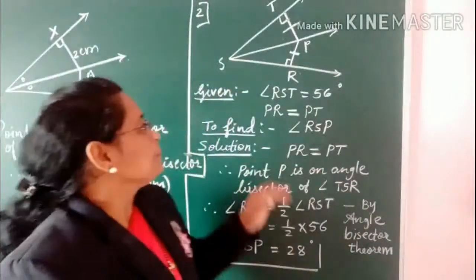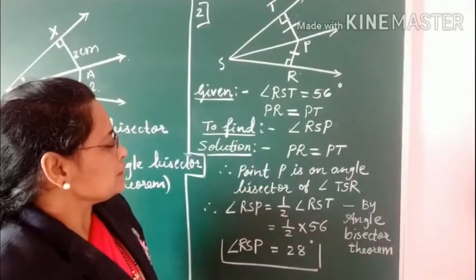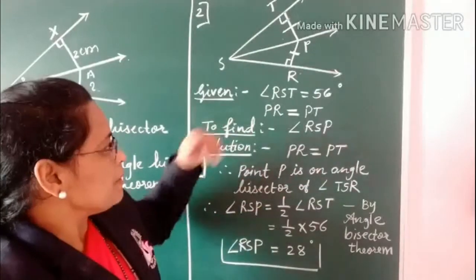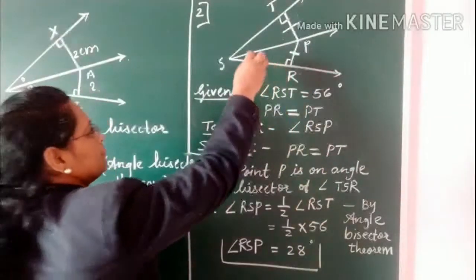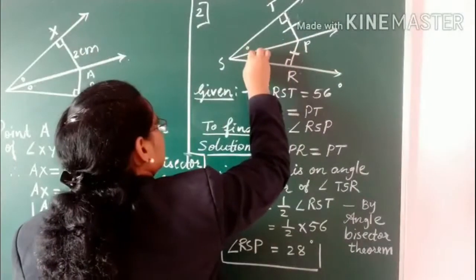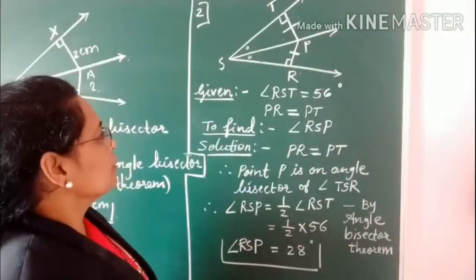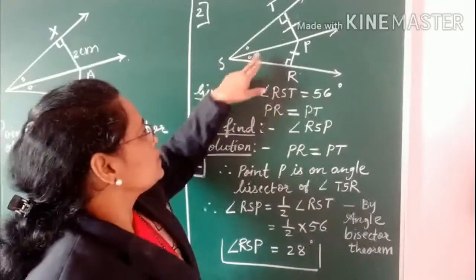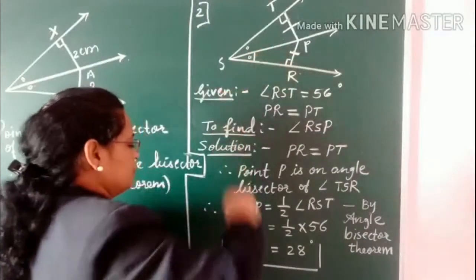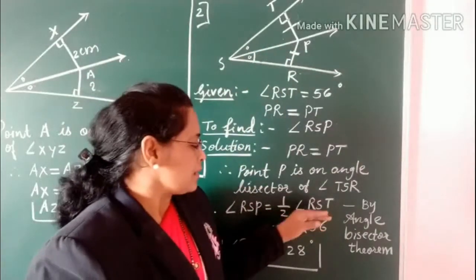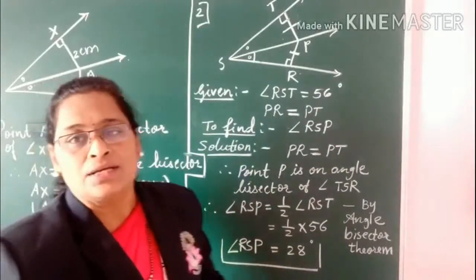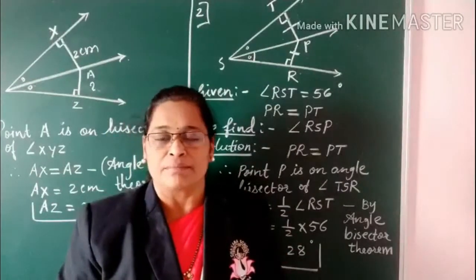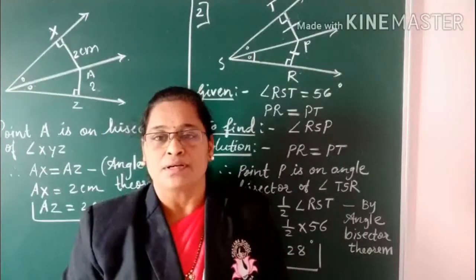So here we'll see now, if it lies on the angle bisector, then by the angle bisector theorem, it's the second part of the angle bisector theorem. We can say here this SP is the angle bisector, so these two equal angles are formed. Now we have the measure of angle TSR and we have to find out the measure of RSP, that is half of this angle. So we'll write here angle RSP is equal to half of angle RST, that is half of 56, means it is 28 degrees. So like this way we can use part first and part second both of this angle bisector theorem to find the measures of the angles which are asked.